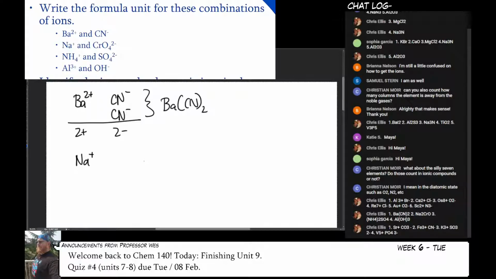All right, we got this and we got chromate. And so you have to do the same thing. Balance out those charges, right? If you aren't sure if you have enough, just draw the line down there and balance out the charges and see what you can do.